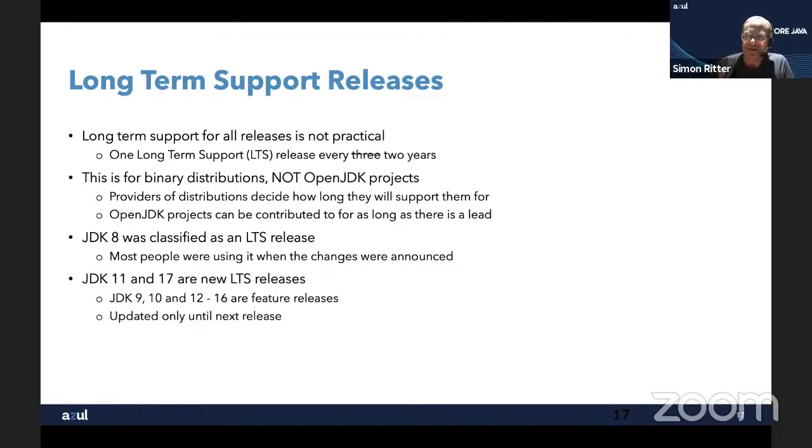They then said the next long-term support release was going to be JDK 11. I'm sure everybody knows that already. And as we've seen last week, we had JDK 17 as the new long-term support release. What that also means is all the other releases between those, JDK 9, 10, 12, 13, 14, 15, 16, are not LTS releases. They're what are called feature releases. They receive updates only for 6 months until the next release comes out, and then they're basically abandoned as updates, and Oracle move on to the next one.